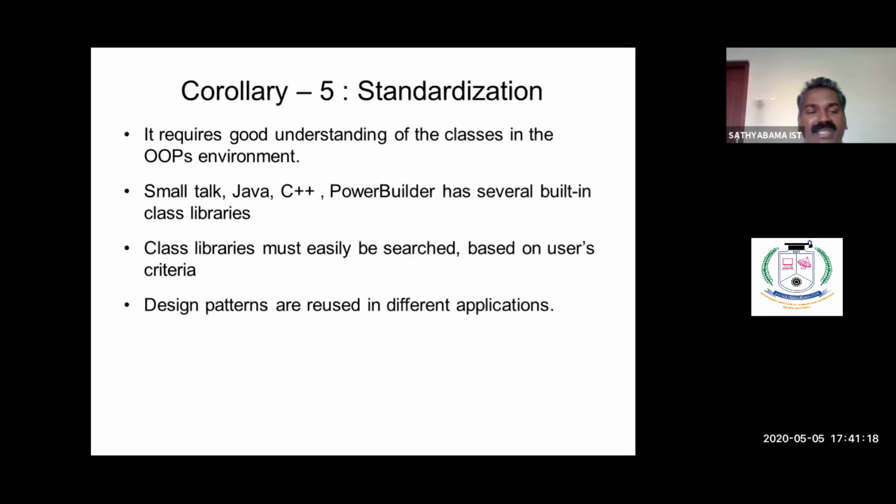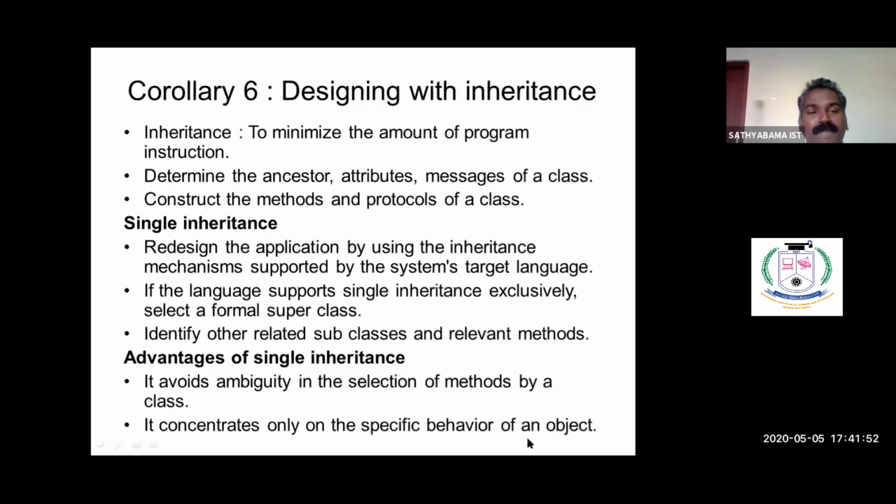Then the fifth one is standardization. We need to use the standard libraries available or supported by programming languages, for example C++, Smalltalk, and Java, which support object-oriented concepts. We have to use the built-in libraries and already defined built-in classes, so that it is a standard practice, or standardization, of using particular classes.